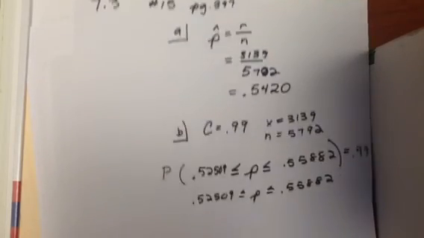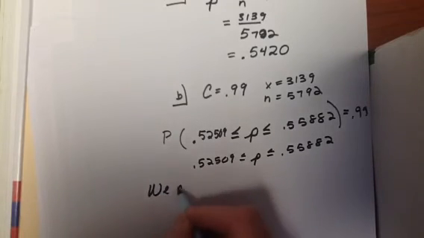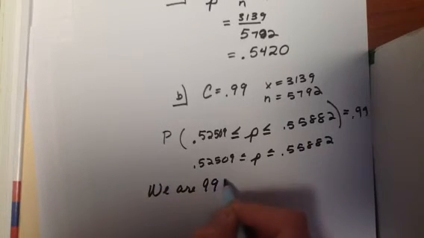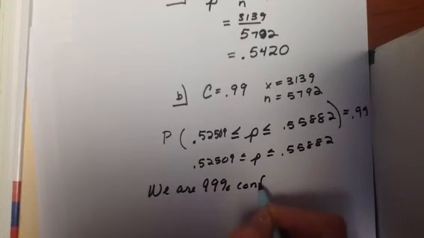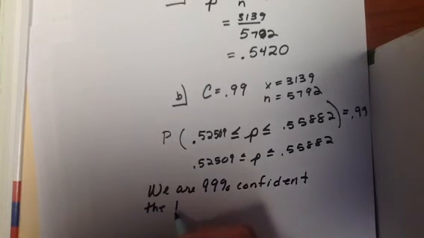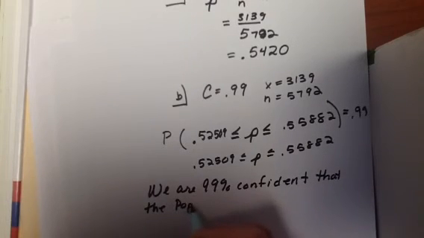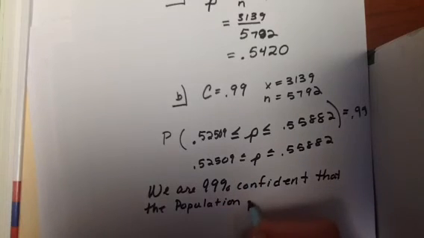Okay, now how do we interpret that? Very similar to what we had done before. We say we are 99% confident that the population, now this time we're not going to say mean, right? Because we're dealing with population proportion.